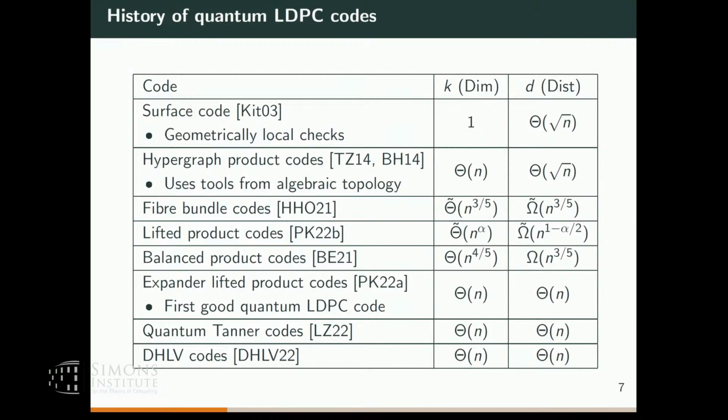For this talk, I'll mostly be focusing on the quantum Tanner codes because they were a bit easier to analyze. But actually, the results can also be applied to the expander lifted product codes because these two types of codes are related by some local transformations.